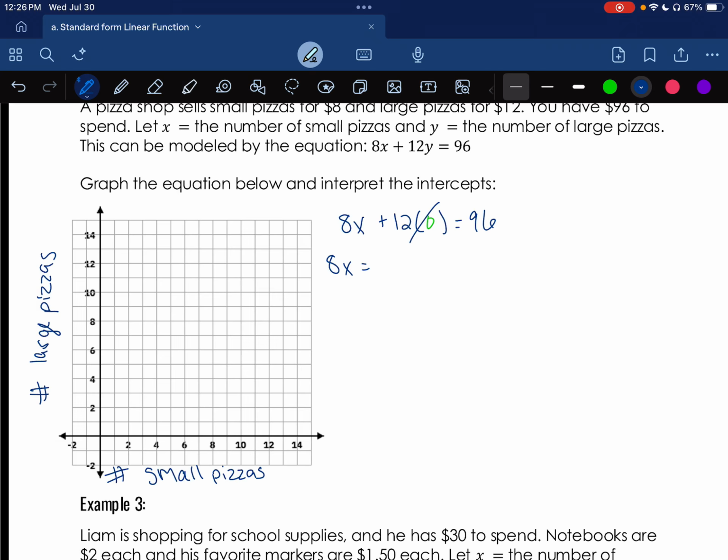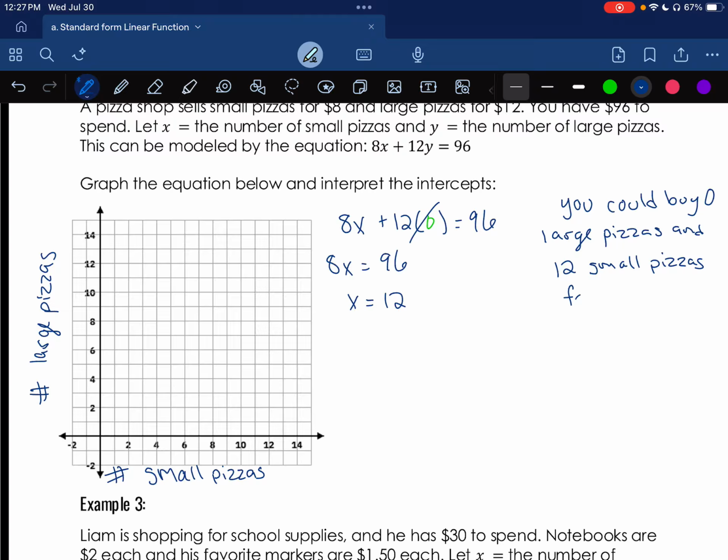So we could buy 0 large pizzas and 12 small pizzas for $96, right? Spending our whole budget. So then this point goes right here.